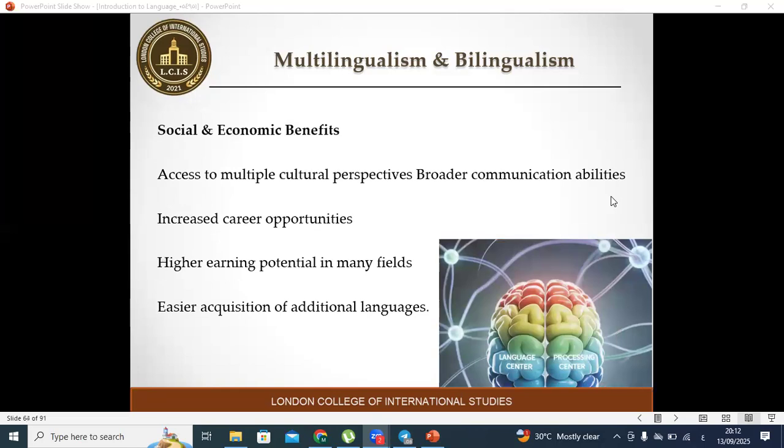Social and economic benefits: access to multiple cultural perspectives, broader communication abilities, increased career opportunities, higher earning potential in many fields, easier acquisition of additional languages.